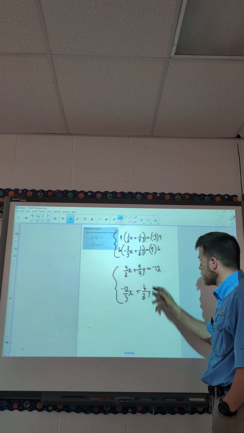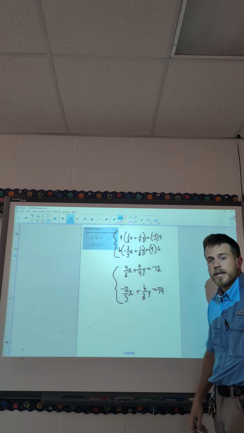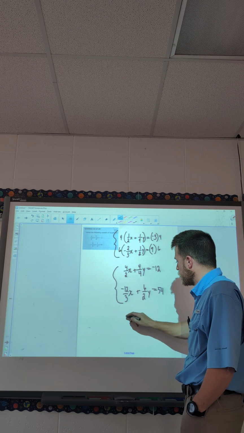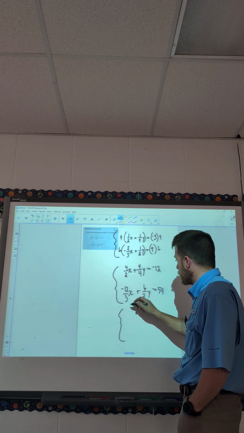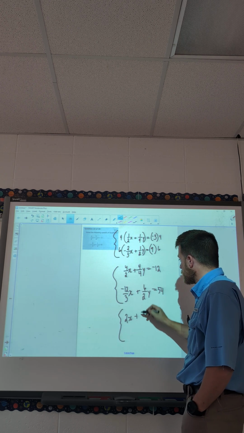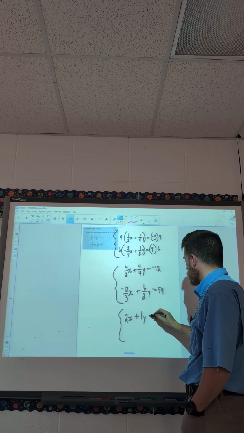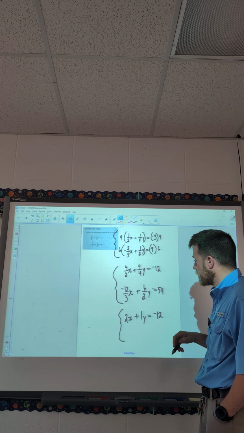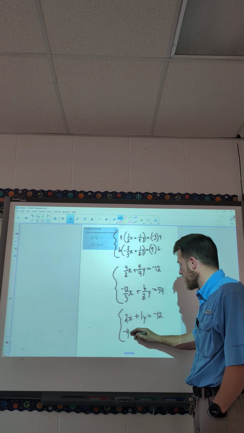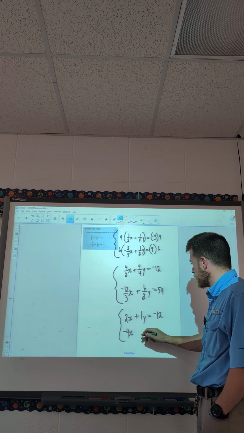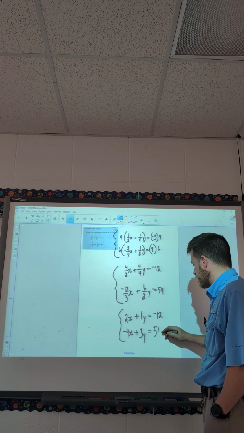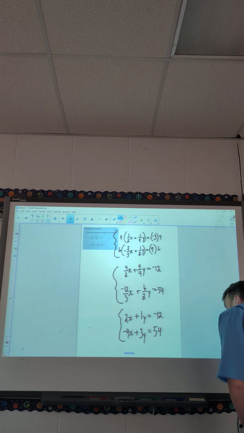So the fractions in both of these equations will simplify to whole numbers, assuming we did this correctly. So 4 halves simplifies to 2x in the first equation. So 2x plus 4/4 is 1y, or just y, equals -12. That part doesn't change. And in the second equation, -12/3 simplifies to just -4x, plus 6/2 simplifies to 3y. Still equals 54. So, wonderful little trick where now we don't have to worry about fractions as much.